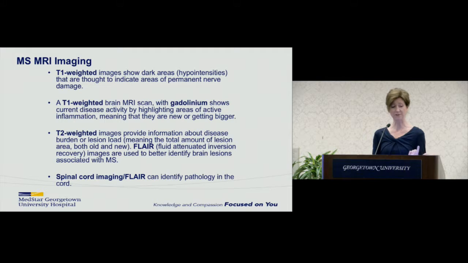And then we also have a T2 weighted lesion, or images that show the burden of lesion load, meaning the total amount of lesions, both old and new. And there's also FLAIR. That also gives us more information specific to MS lesions. And FLAIR is also very helpful with spinal cord imaging as well.